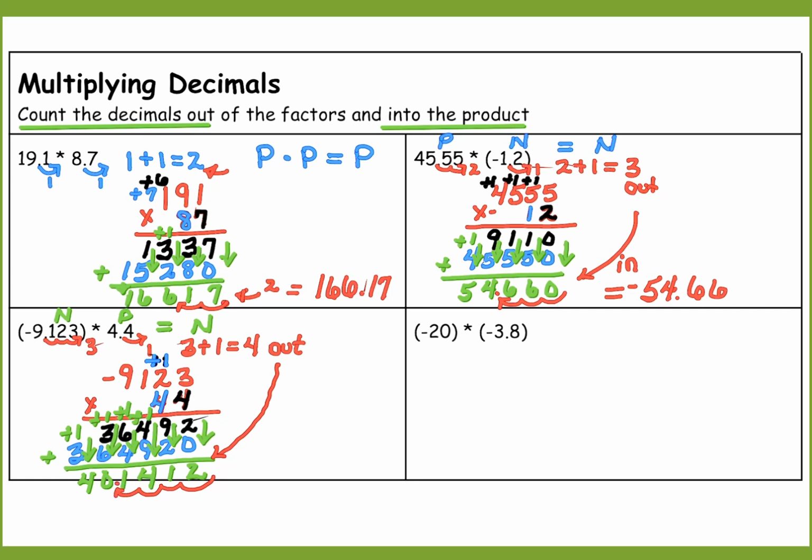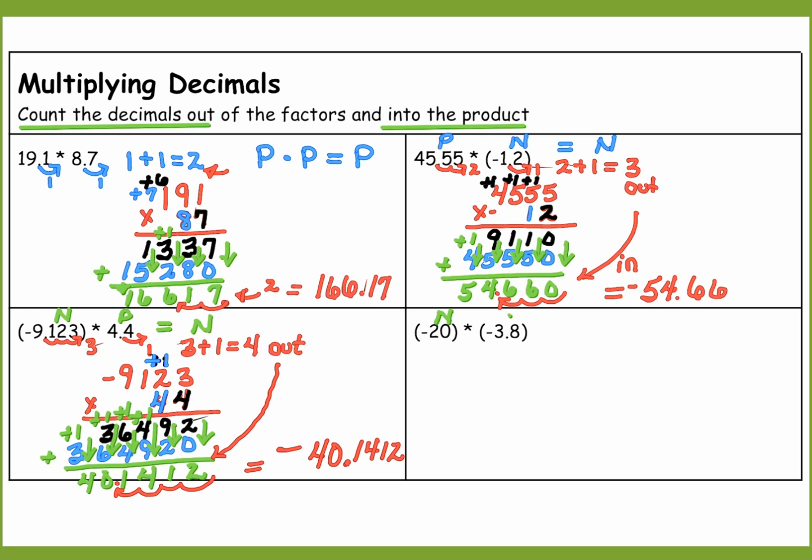So now our decimal falls in between the 0 and the 1, and that gives us a total of negative 40 and 1,412 10,000ths.